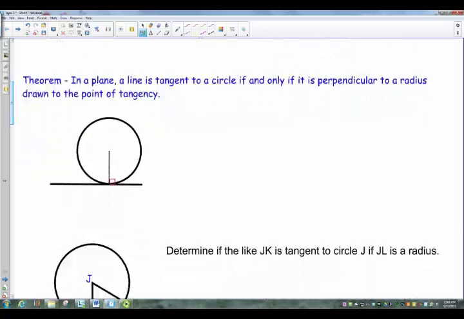Now, tangents lead to a few theorems, and this is one of them. It says, in a plane, a line is tangent to a circle if and only if it is perpendicular to a radius drawn to the point of tangency. And this is a big one. You can use this for quite a few different applications.